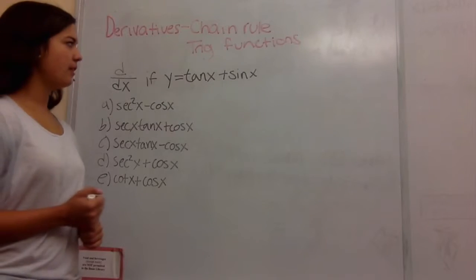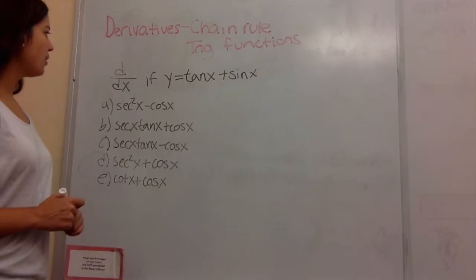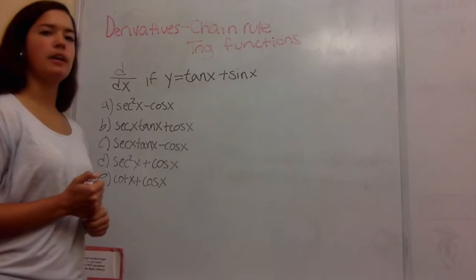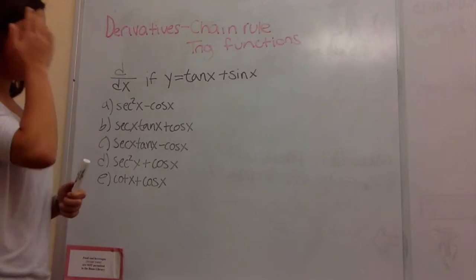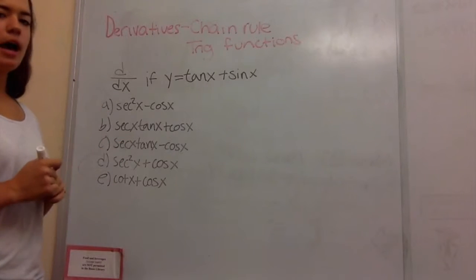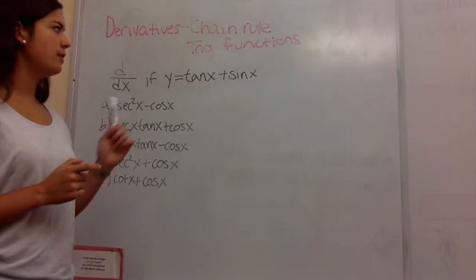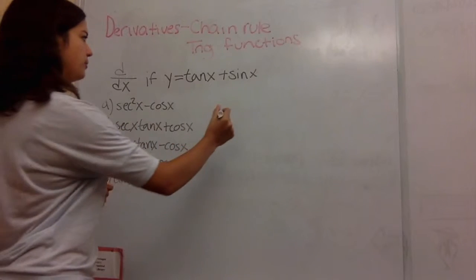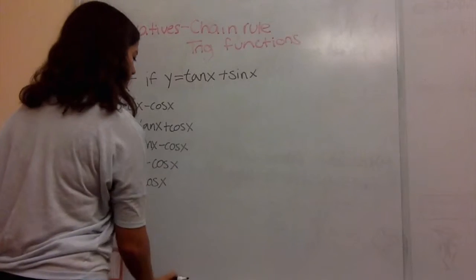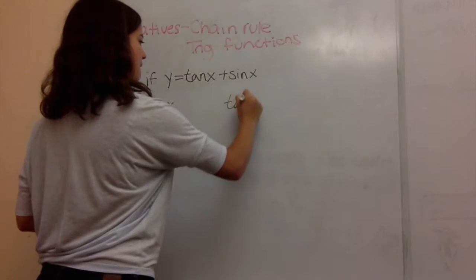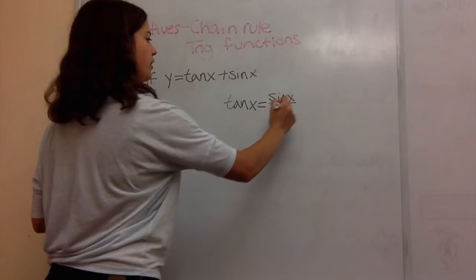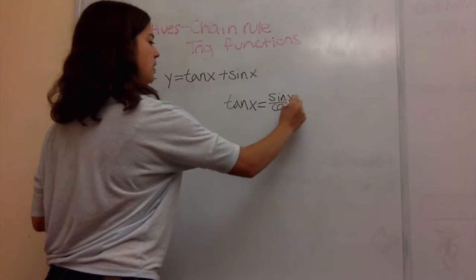Okay, so here we have another example for you, and we're going to solve the derivative of y equals tangent of x plus sine of x. But first, before we go through any of the options or solve the problem, I'm going to prove to you the derivative of tangent of x. So tangent of x is equal to sine of x over cosine of x.